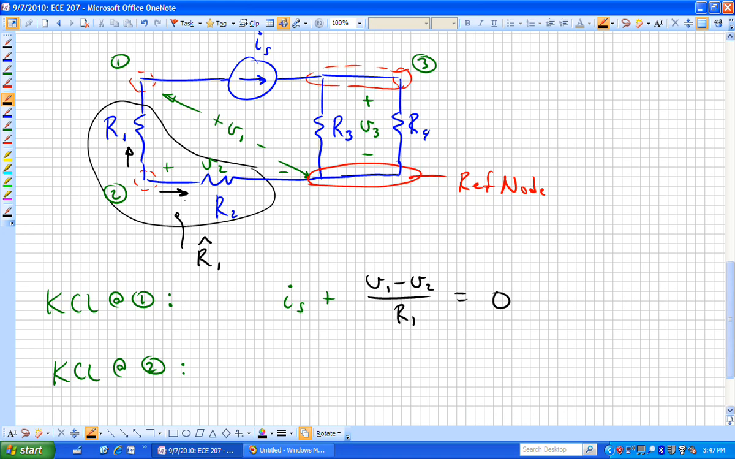If we use that logic, the current going up through R sub 1, how do I define it in terms of my node voltages? That's my vertical current going up. Is that making sense? And that should be the negative.